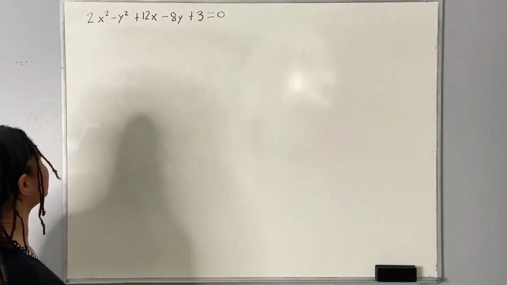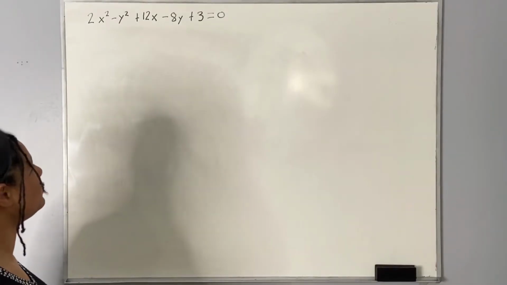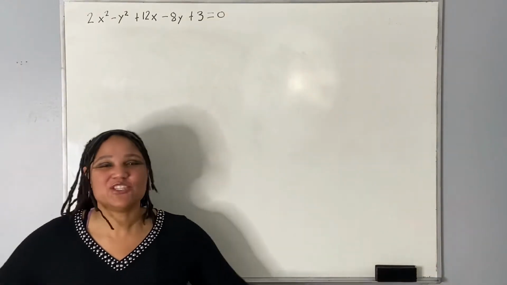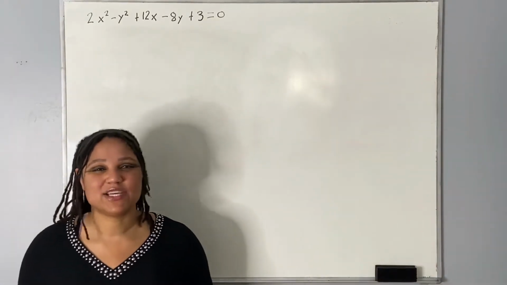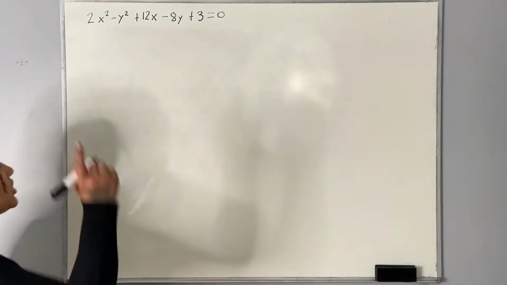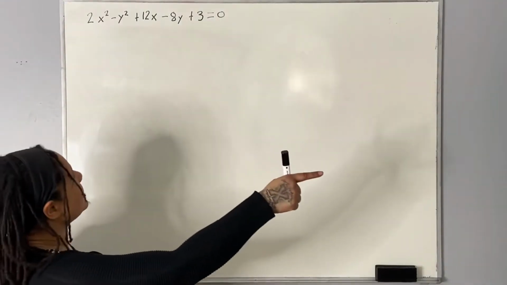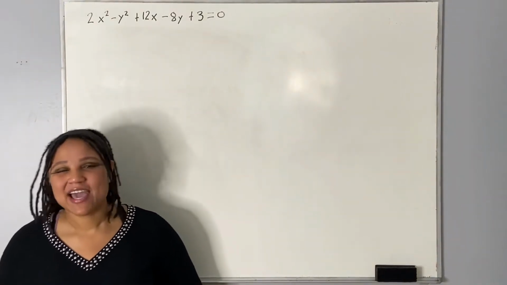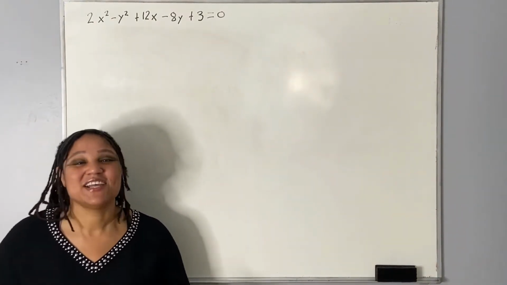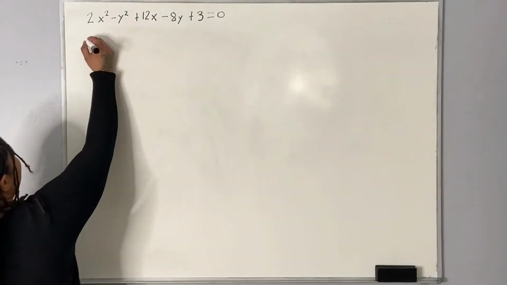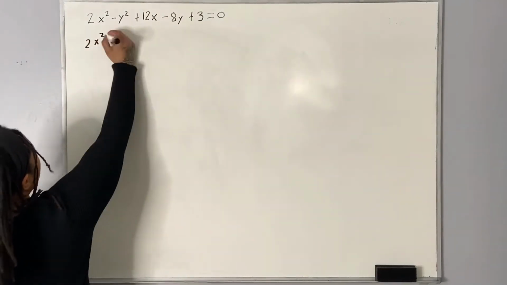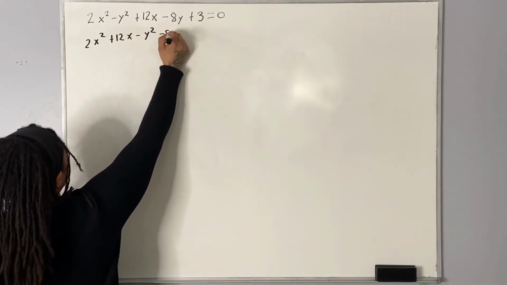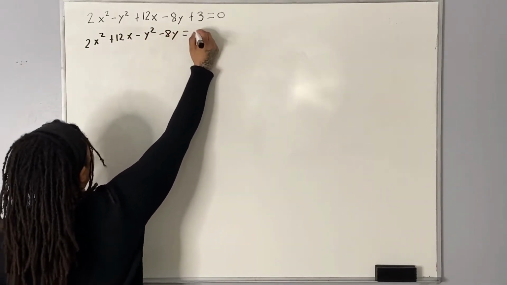We have 2x squared minus y squared plus 12x minus 8y plus 3 is equal to 0. So the first thing we want to do is get this equation in standard form. I'm going to bring my 3 over to the right-hand side of the equation and couple all of the terms that are attached to the x together and couple all of the terms that are attached to the y together. So I have 2x squared plus 12x minus y squared minus 8y is equal to negative 3.